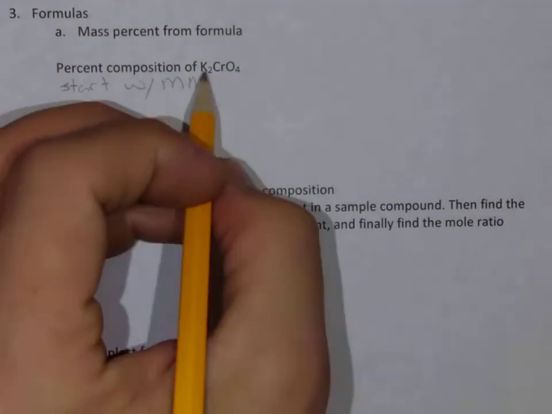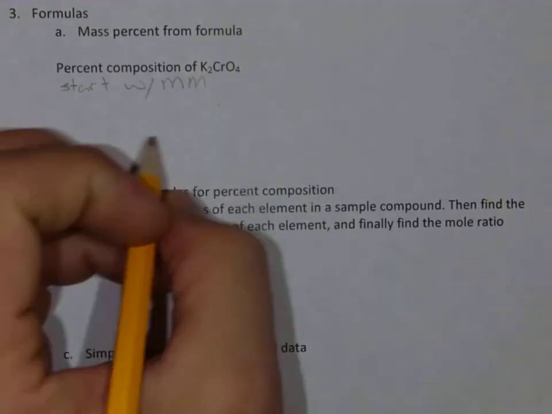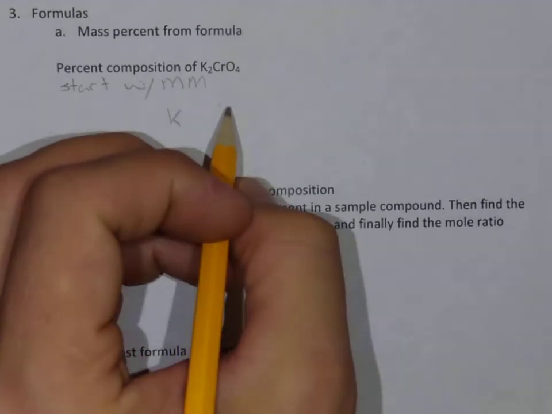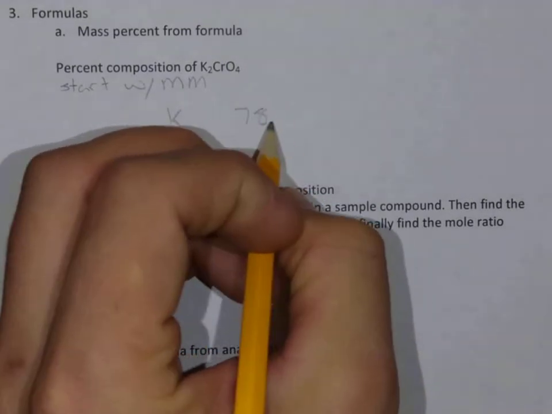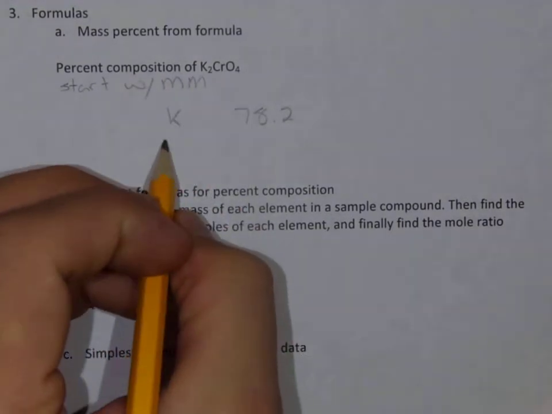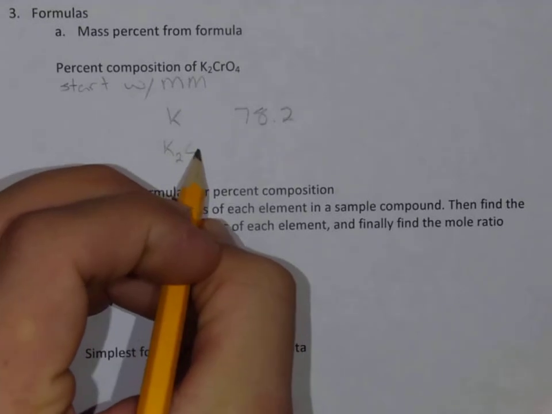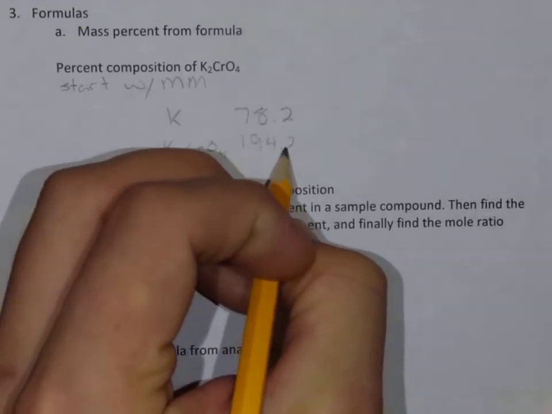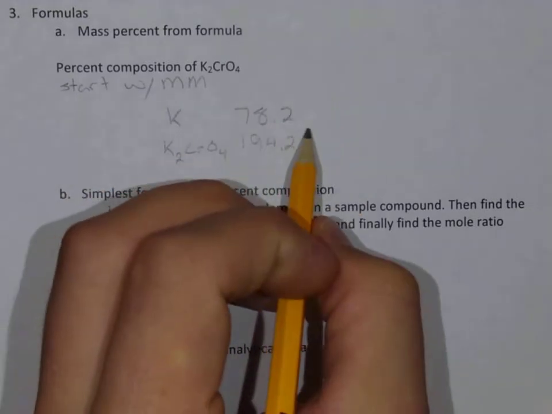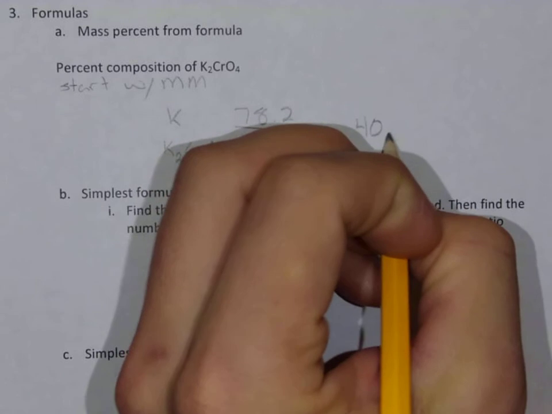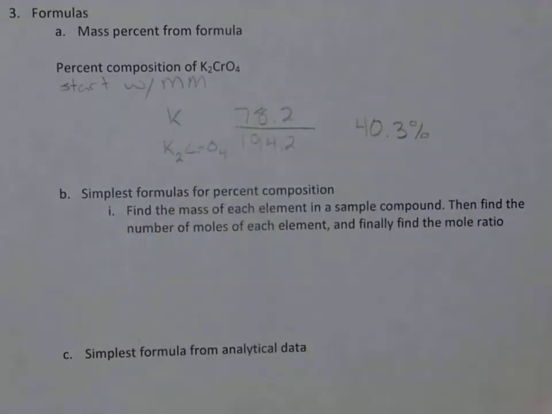If we have K2CrO4, an individual element would be K, right? We've got two of them, so we add that together, 78.2. Then we get our full formula mass of K2CrO4, all together, that's going to be 194.2. If we just do that, 78.2 divided by 194.2, that gives us 40.3%. That one's easy.